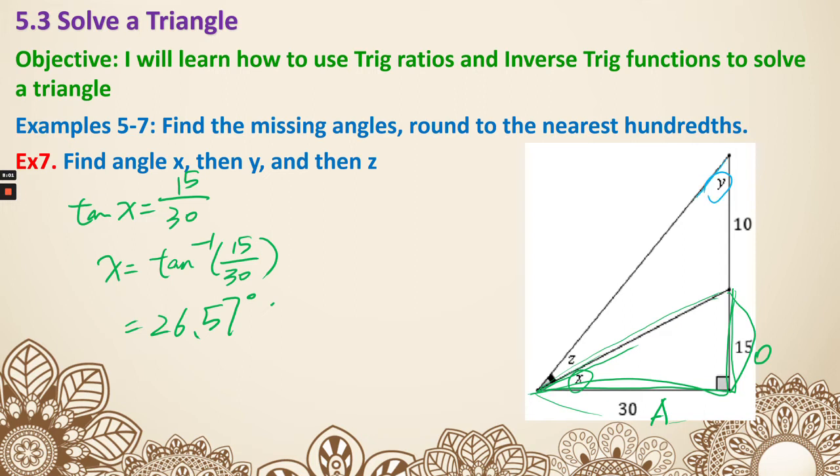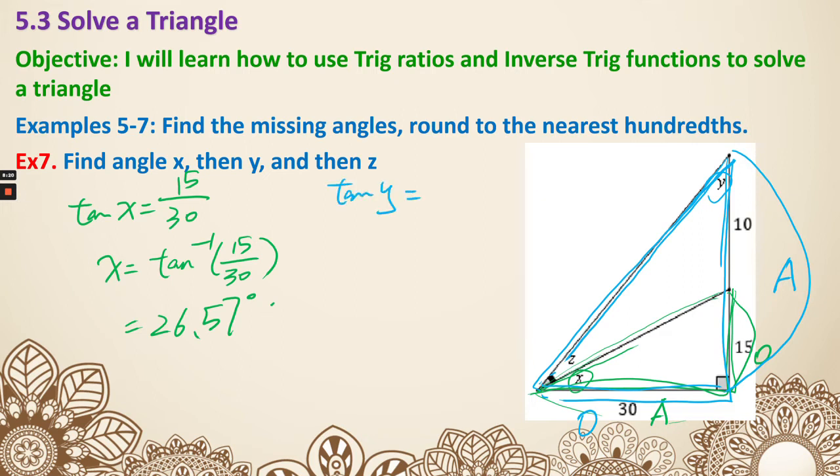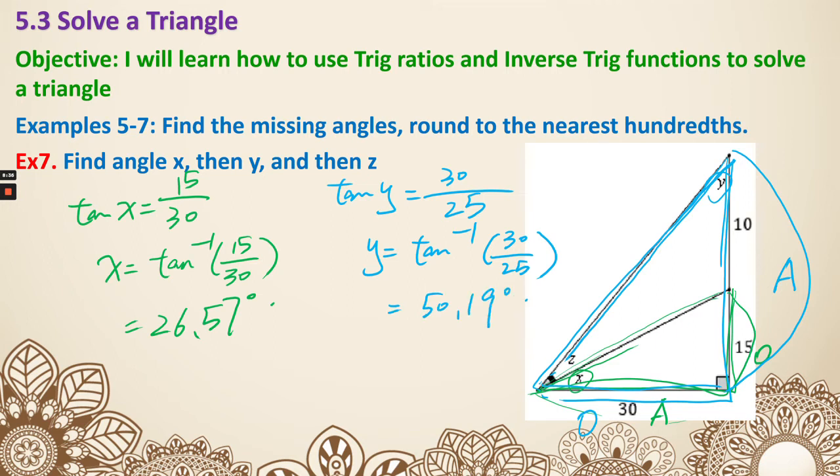Next is asking you to find y. Y is right here. Well, this triangle is being involved, so we are now going to look at this bigger triangle right here for y. With y, this is going to be the opposite side, and this altogether is the adjacent side. So that's actually 25. But since it's opposite and adjacent again, we're going to use tangent. So tangent y is opposite is 30, adjacent is 10 and 15 together, which is 25. So y is going to be the inverse tangent of 30 over 25. That, after solving, should give you 50.19 degrees.